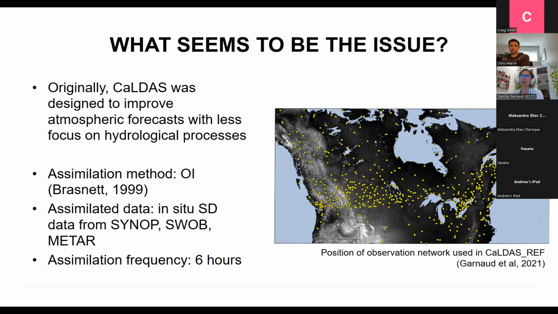Our issue was that originally CaLDAS was designed to improve atmospheric forecasts, with less focus on hydrological processes. So what we had until recently was an assimilation method developed by Bruce Brasnett, the OI, optimal interpolation. We assimilated in-situ snow depth data from SYNOP, SWOB, and METAR networks, every 6 hours when the data was available. On this map, you can see the position of these three networks combined across our study domain, which covers most of Canada and the northern parts of the United States.